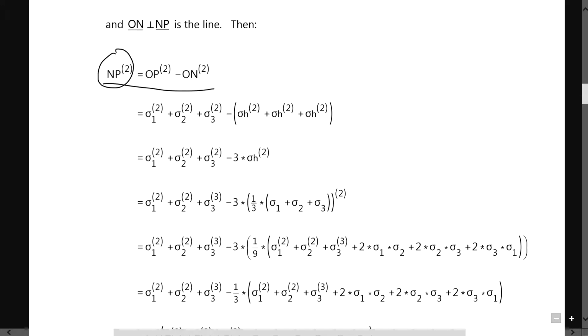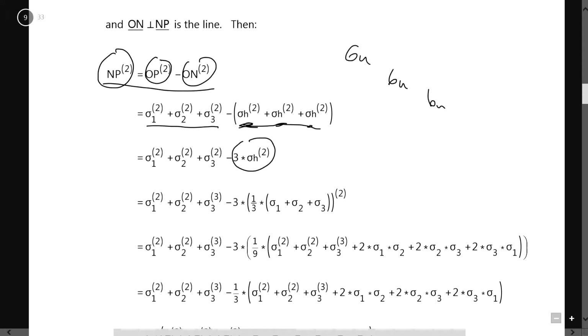So you need to use the Pythagoras theorem. And your OP is any arbitrary stresses. That's why you can simply write sigma 1 squared plus sigma 2 squared plus sigma 3 squared. While ON is your hydrostatic stresses, which are all sigma h, there are 3 sigma h, so therefore they add up together. You have 3 times sigma h squared over here. We also know that sigma h is equal to 1/3 sigma 1 or 1/3 sigma 2, etc.